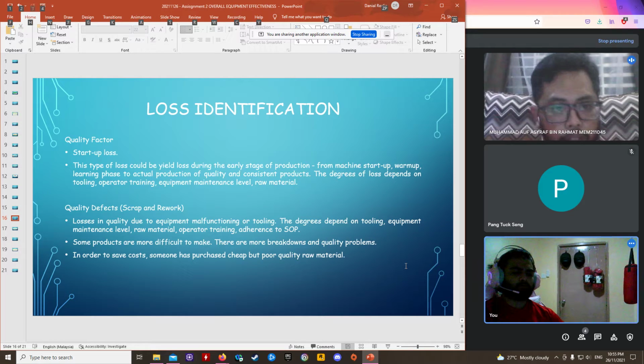Under quality defects, which is more related to scrap and rework jobs, there are losses in quality due to equipment malfunction or tooling malfunction. The degree depends on tooling, equipment maintenance level, raw material, operator training, and adherence to SOP. Some other points: some products are difficult to make, so there are more breakdowns and quality problems. Other than that, in order to save cost, someone has to purchase cheap but poor quality raw material, so it will lead to quality defects.